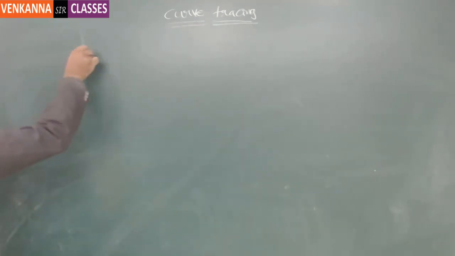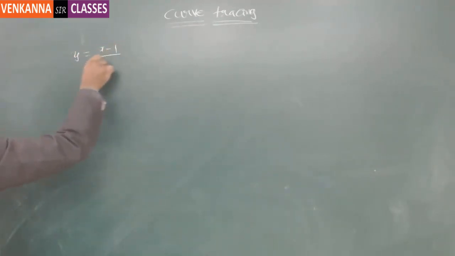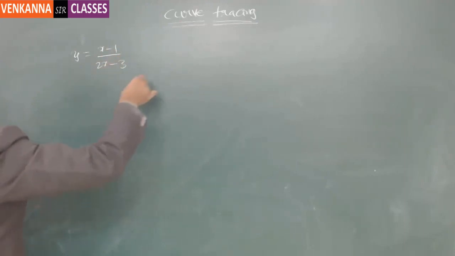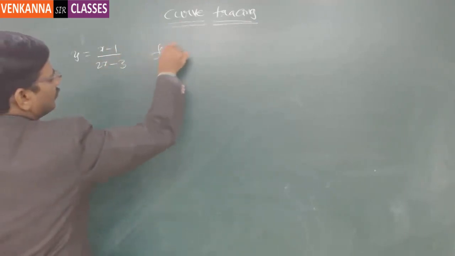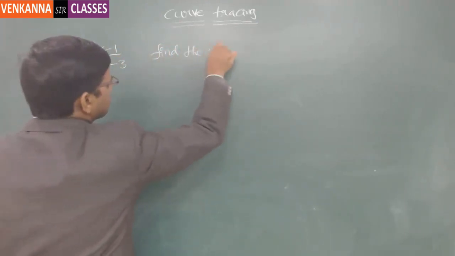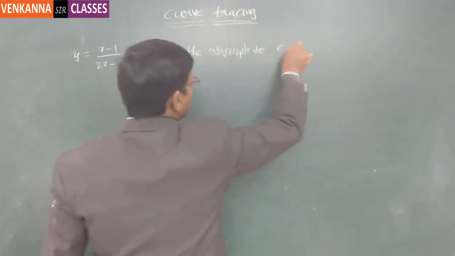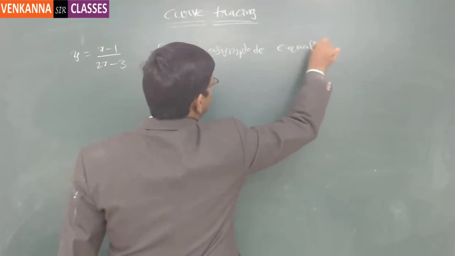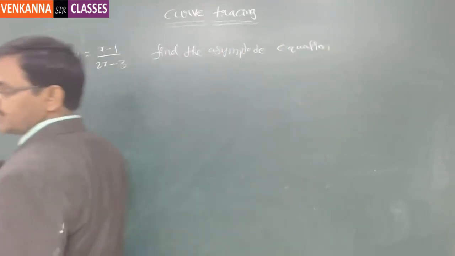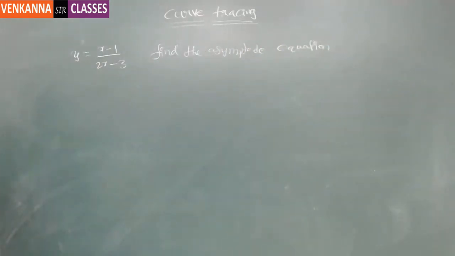Y is equal to x minus 1 by 2x minus 3. Find the asymptote equation. What is the equation of the asymptote for this?